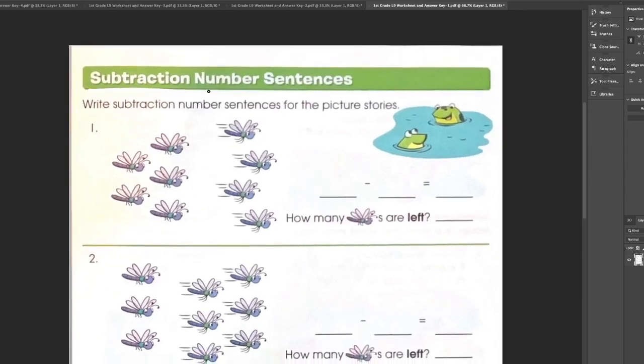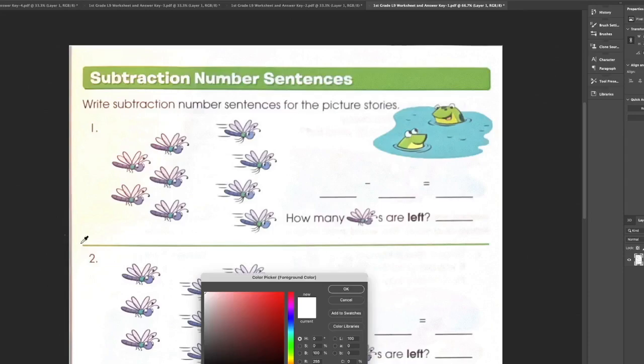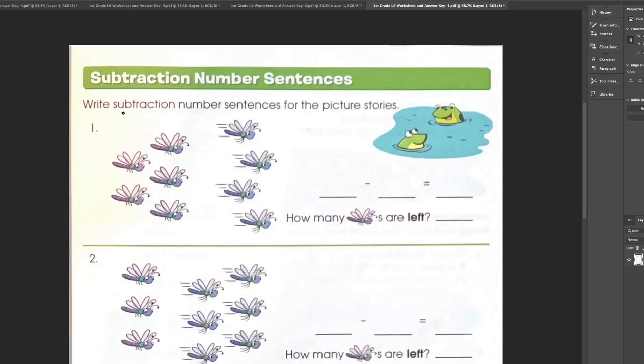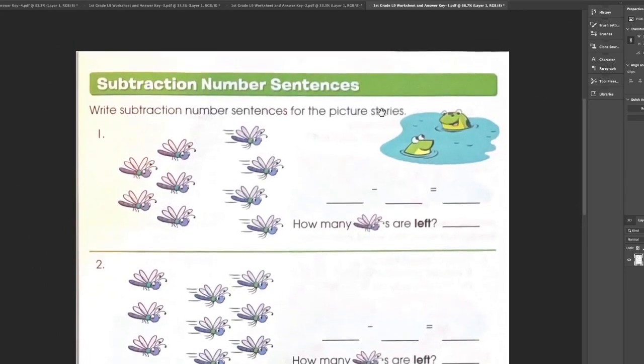So first off, on the first page, we have subtraction number sentences. It says, write subtraction number sentences for the picture stories. So we've done this many times, and let's do that again.